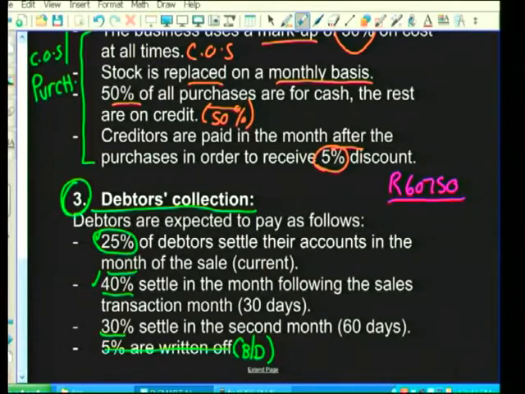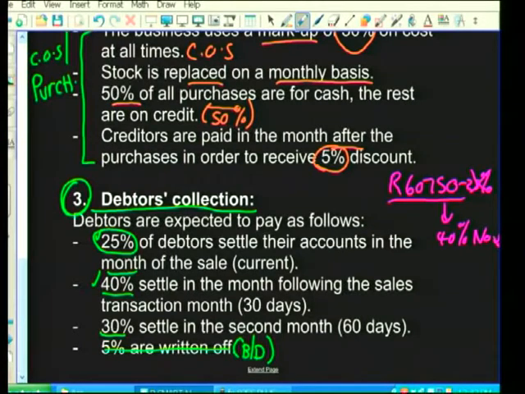25% of debtors settle their account in the month of sale. So remember, this sale happens in October. So 25% will pay in the month of October. And remember, I don't want October, I want November. Then I've got 40% settle in the month following the sale. In other words, 1 month later 40% will be collected or received. So 1 month after October is your month of November.